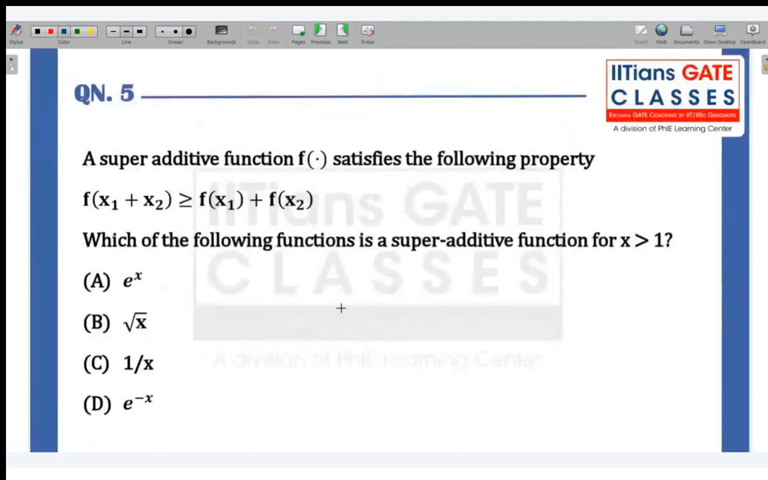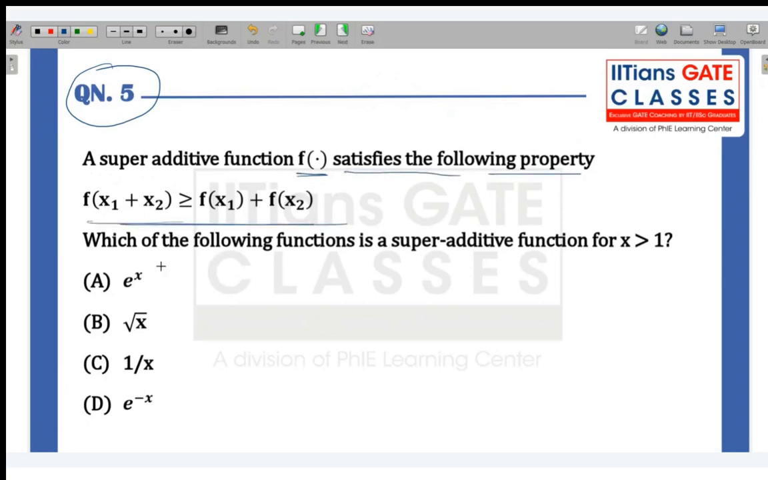Now there were four questions. They were from English, right? Now let us take the very first question from the general aptitude, and this question is, let us read the question. A super additive function satisfies the following property. Okay, so this is given here.